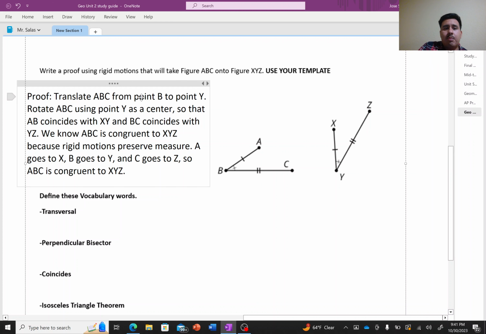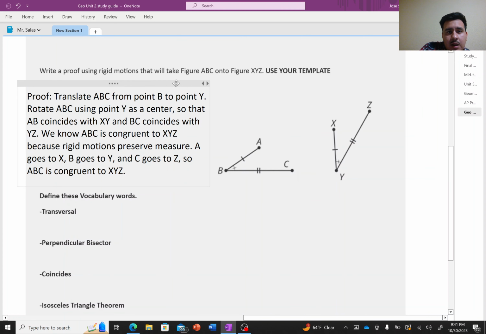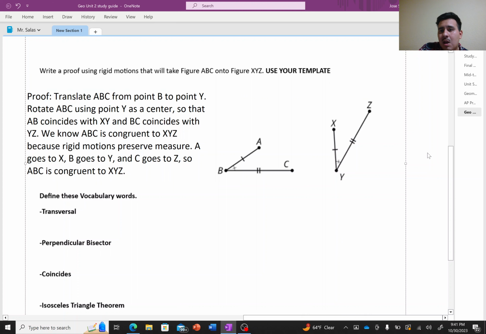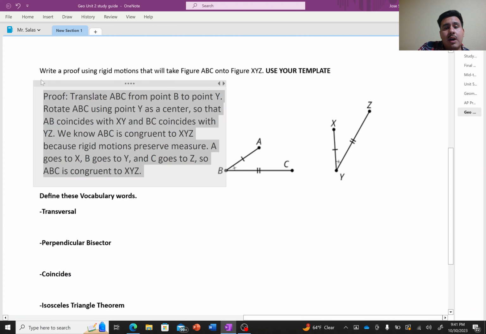Make sure you write down our proof. This proof will definitely be helpful on our test because, hint, hint, nudge, nudge, wink, wink, you will need to write a proof that uses our template. So make sure that you are using the template to write out proofs, okay?